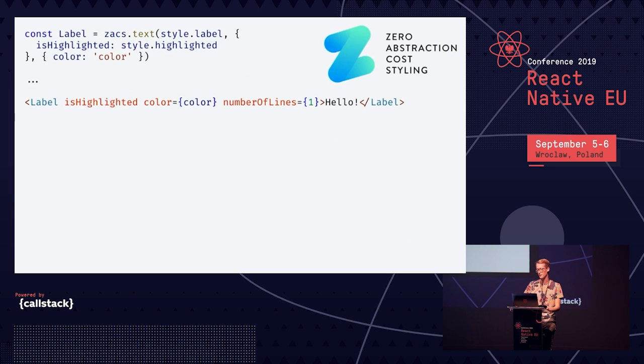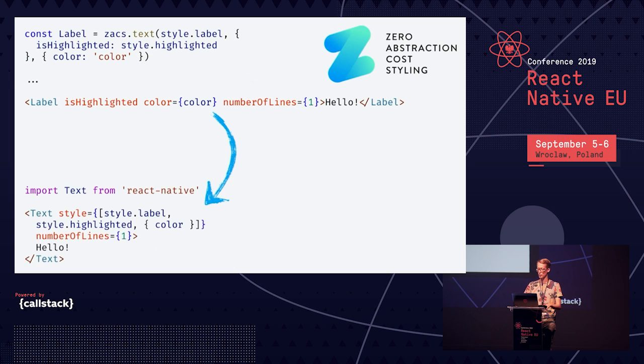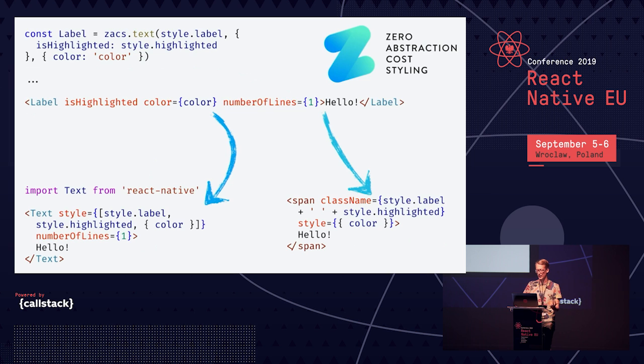So let me show you a more advanced example. Here we'll define a label, which is a text. It's going to be styled with style.label. It's going to have a conditional style that will be added if you pass a truthy value to isHighlighted. And we declare that you are able to define the color style attribute by passing the prop color. And if we instantiate this component like this, Zacs will transpile it on React Native to a text with some styles, and on the web to a span with some class names, a style, and it will strip away all non-DOM attributes.